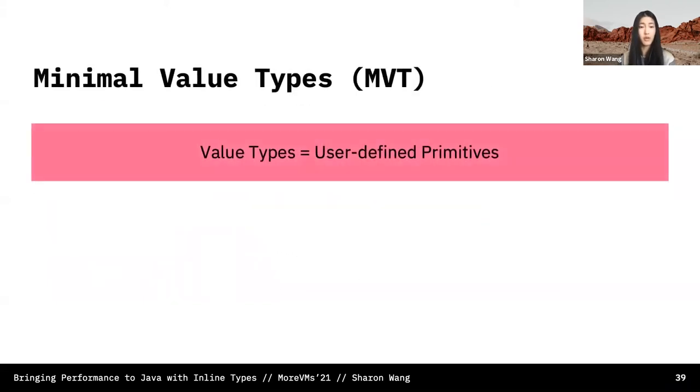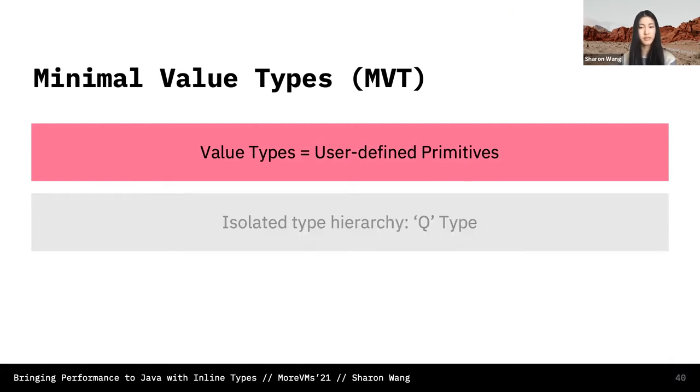Minimal value types, or MVT, was the initial prototype in developing inline types in Project Valhalla. At this point, inline types were referred to as value types, which were renamed to reduce semantic confusion since the word value holds meaning in both primitives and references. But essentially, value types were implemented as user-defined primitives at this point.